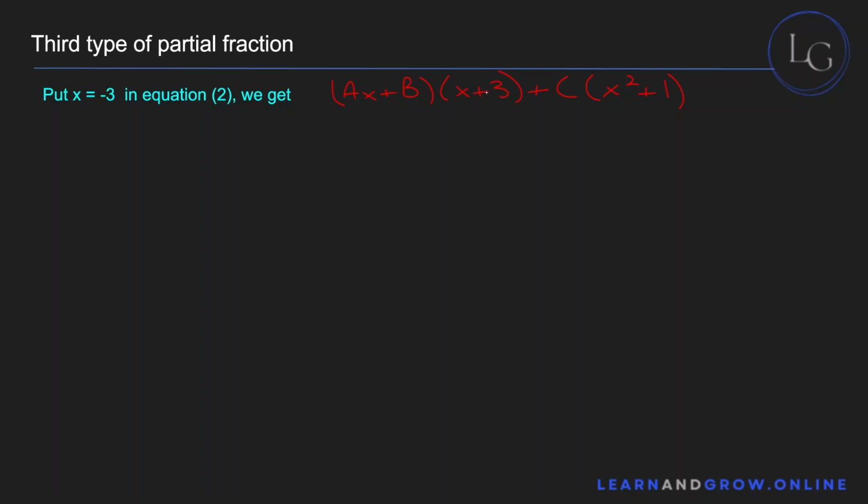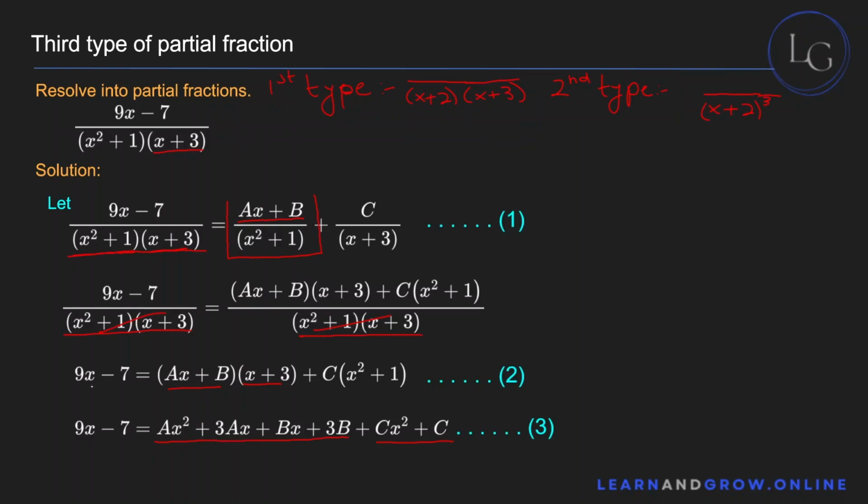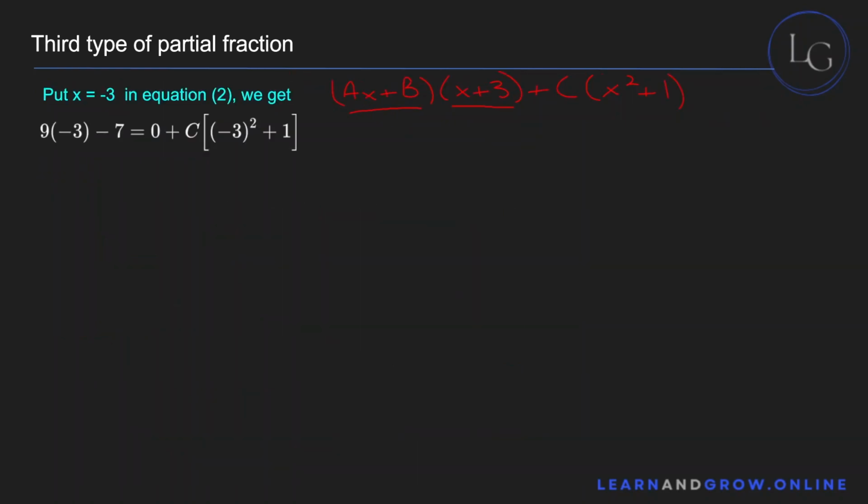When you plug in x equals minus 3 into this equation, this part becomes 0. And since this becomes 0, this also becomes 0 since it is being multiplied with it. So on the left hand side, let's just see what the left hand side is, 9x minus 7. So 9x minus 7 becomes 9 into minus 3 minus 7. And since this part becomes 0, it is now written down as 0. And c will be multiplied with x squared plus 1, so c will be multiplied with minus 3 whole square plus 1. And so after doing the calculations, the value of c you get is minus 17 over 5.